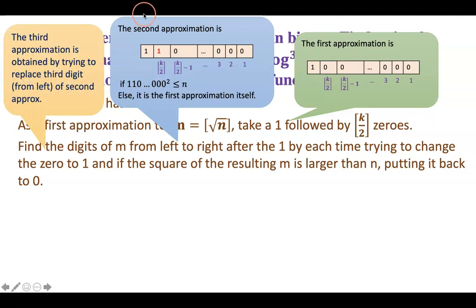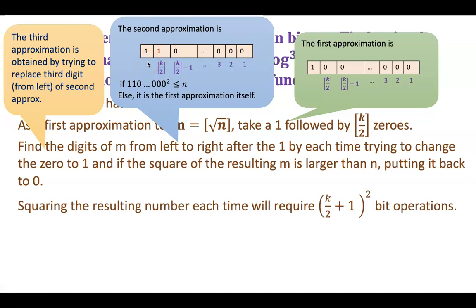Similarly, in the third approximation, we will be trying to change the third digit from the left of the second approximation to 1, and we will square it, and we will check whether the square is less than or equal to n. Otherwise, we will assume that the third approximation is also equal to the second approximation, this number itself, and so on.